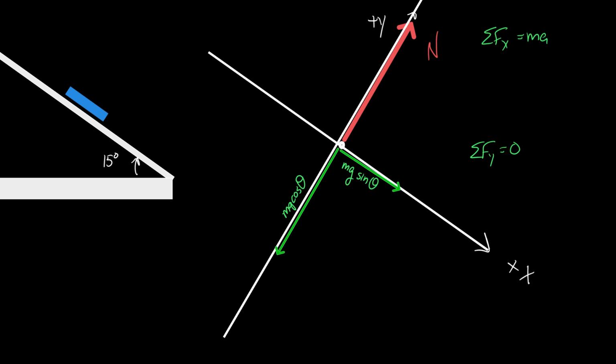There appears to be only one component of force in the x direction, mg sine theta. And that has to equal ma. In the y direction, I see two forces, normal minus mg cosine theta. That has to equal 0.